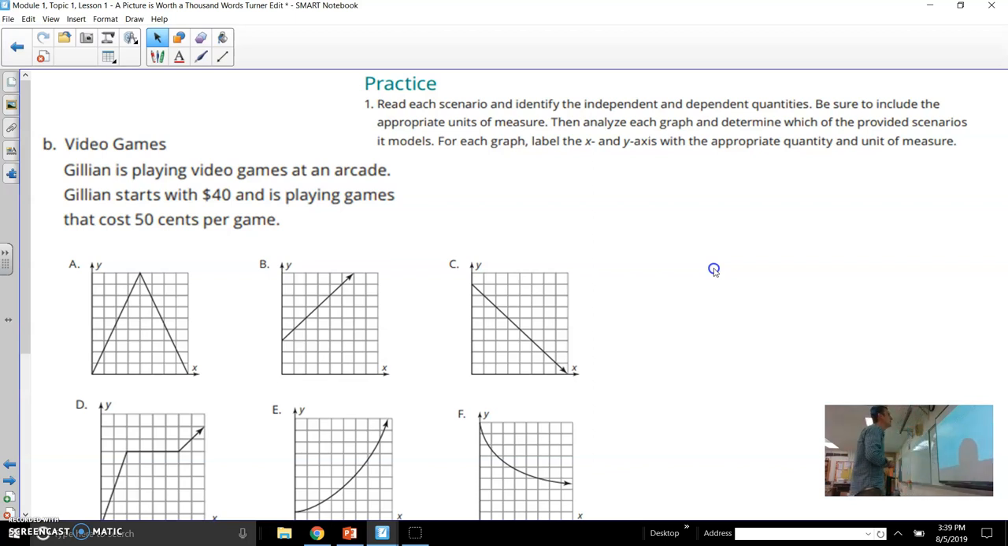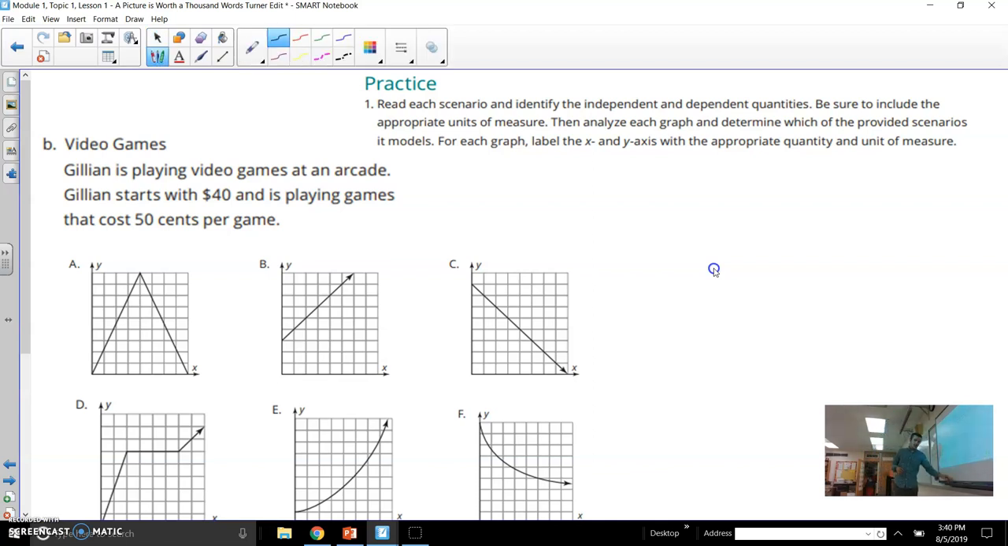So as I'm thinking about the story, it sounds like he starts with 40, but if you've ever been to an arcade, that money's going to go up or down. Think about it. It's going to go down. You're spending money per game. So the first time you use 50 cents, you're now down to $39.50. You play another game, you're down to $39. You play another game, $38.50, and so forth and so forth. Every game costs the same, and eventually you're not going to have any money left. So this really seems like a decreasing situation.